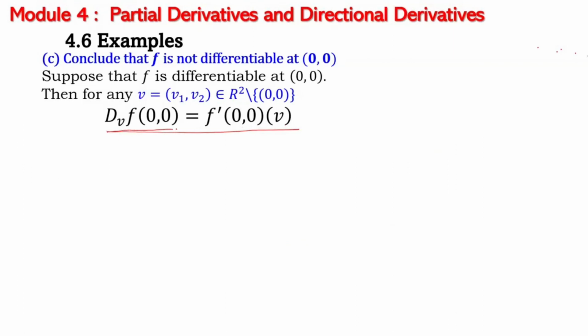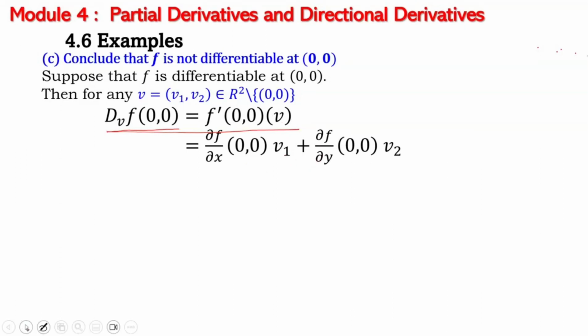Now we already calculated the directional derivative of this, and now we are going to calculate this one, and we compare them, and we'll see what the contradiction is. So now the derivative of this can be calculated as ∂f/∂x(0,0) v1 plus ∂f/∂y(0,0) v2. Okay, so this is the relation between the derivative and the vector.